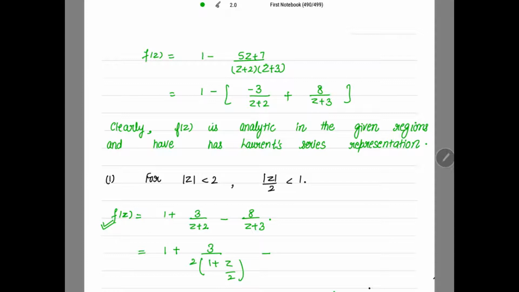Now I also know that if |z/2| is less than 1, then obviously |z/3| is also less than 1, because it is less than or equal to |z/2|, which is further less than 1. So |z/3| is finally less than 1. So again I need |z/3|, so I should take 3 common.